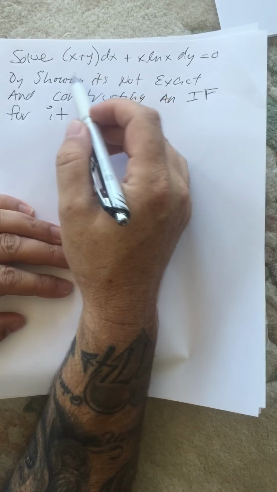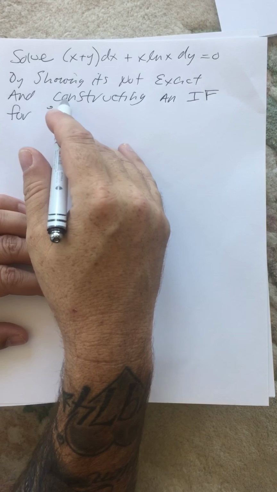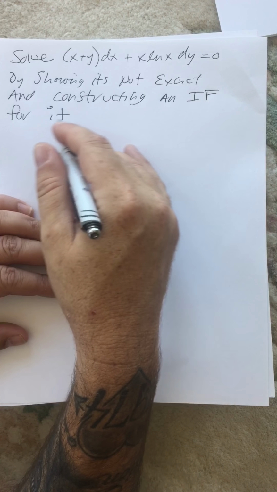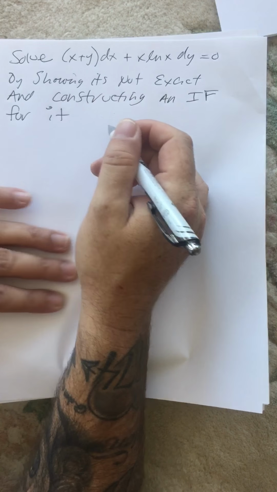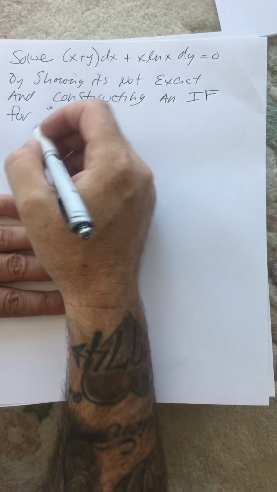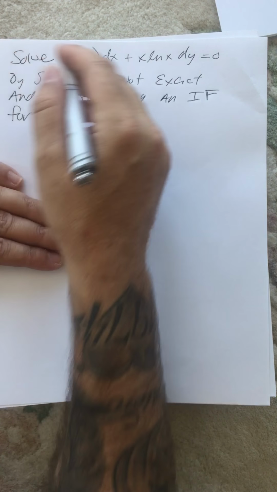Let's read this problem. Solve (x plus y) dx plus x log x dy equals 0 by showing that it's not exact and then constructing an integrating factor for it. So this is not exact. So let's show that it's not exact. To show that, you could go to the previous videos where we already explained all this stuff.